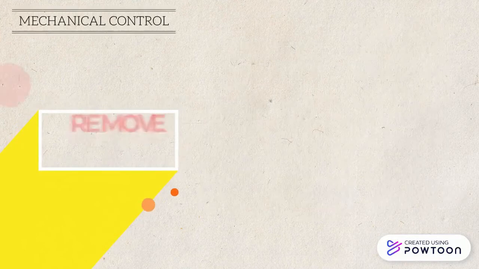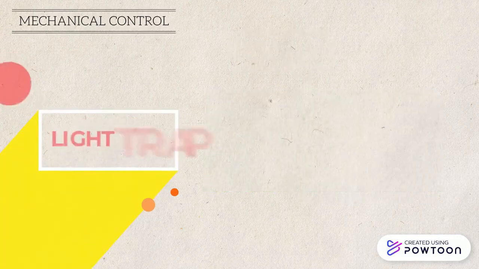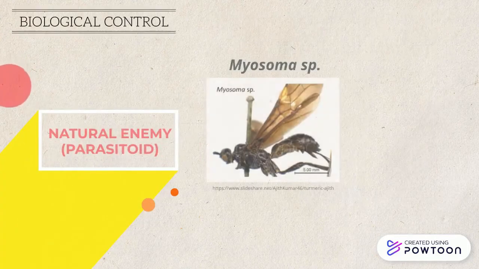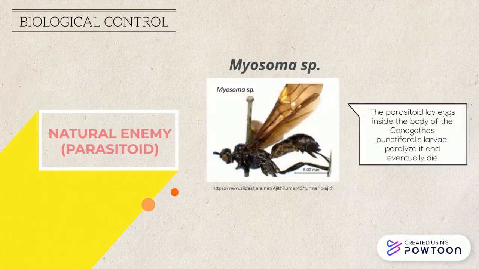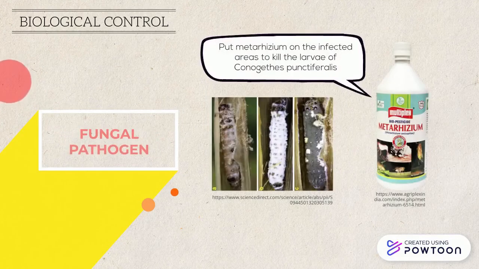In mechanical control, remove the infested buds and shoots, as the rotten part becomes their breeding sites. Then, use a light trap by applying fumigant on cotton pads with a lamp, as it will eventually attract and kill the pests. In biological control, use natural enemies. The Myosoma species will lay eggs on the body of the Conogethes punctiferalis larva, paralyze it, and eventually it dies. Next, try to put Metarhizium on the infected areas to kill the larva of Conogethes punctiferalis.